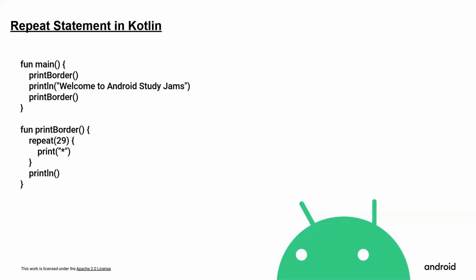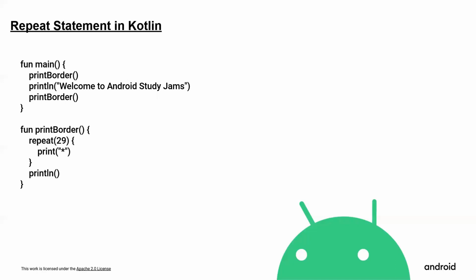Now, coming to the repeat statement in Kotlin, you can see here there is a code with a main function, and inside the main function, first of all, the printBorder function is called. Again, we are printing welcome to Android Study Jams, and again calling the printBorder function. After the main function is closed, we define the printBorder function, where we use a repeat statement, and inside the repeat statement, it's printing a star 29 times.